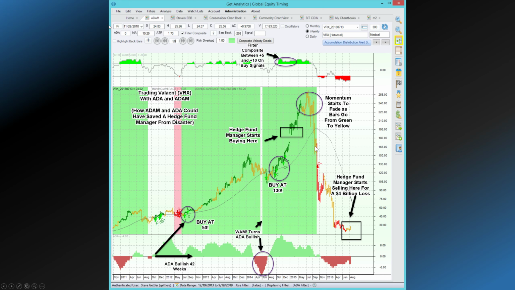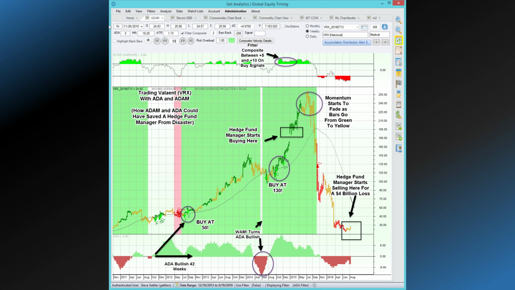Well, if our hedge fund manager had been so lucky as to have had global equity timing helping him, he would have ended up staving off disaster, at least exiting in here, getting long in here, out there, and going clear back to 2012. In this first example, this hedge fund manager could have taken advantage of a move from 45 clear on up to 135.